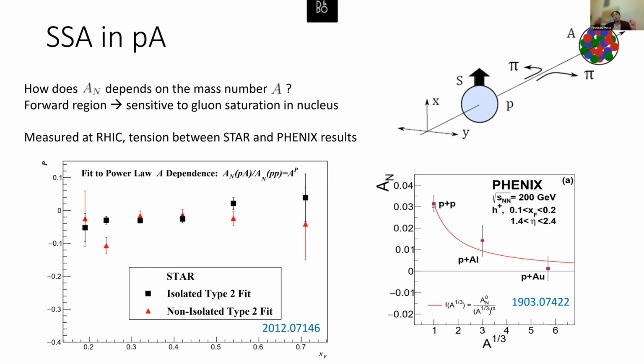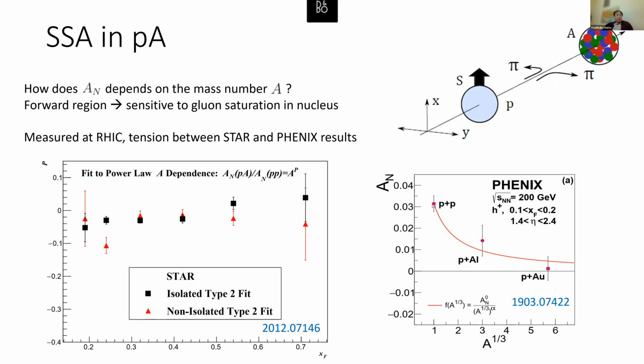So this is the proton-nucleus collision, and the proton is transversely polarized, and then we count the number of pions produced to the left and to the right. If you go to the forward region of the polarized proton, or the backward region of the nucleus, then you are sensitive to the small x region of the nucleus, and then you might be able to probe the effect of gluon saturation.